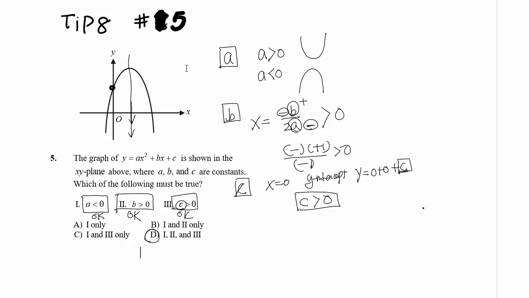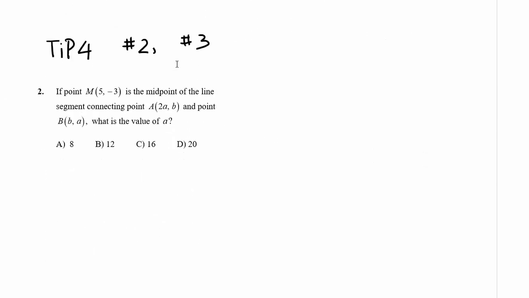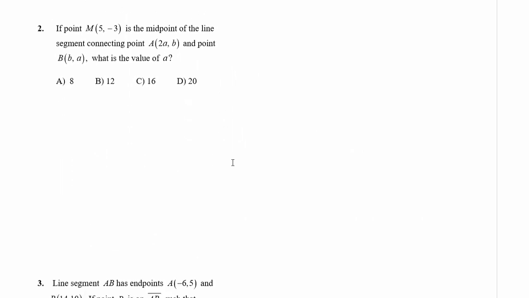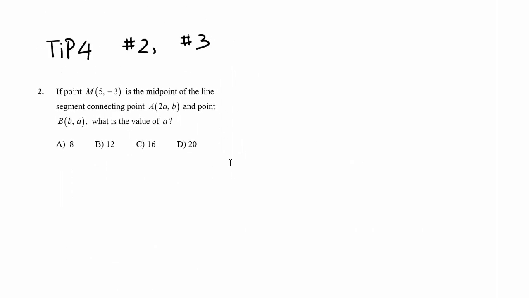Okay, now let's go to the next page. Tip 4, numbers 2 and 3. Number 2, we have a midpoint. Its coordinates are given: 5 and negative 3. We have two endpoints, A and B. But you know that, right, it's a midpoint. What is the midpoint formula?